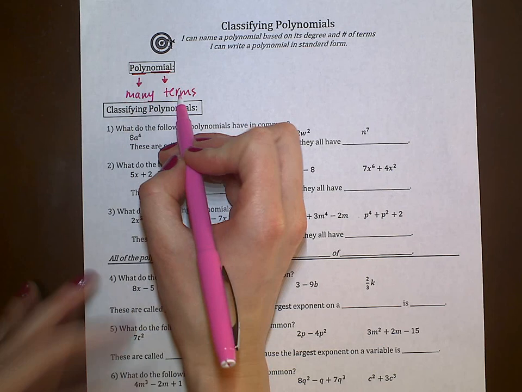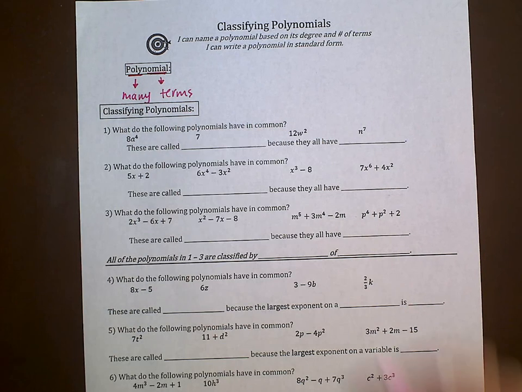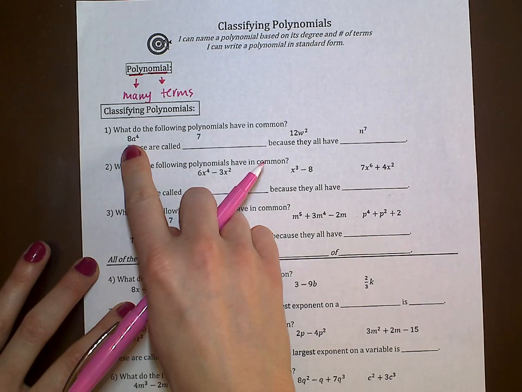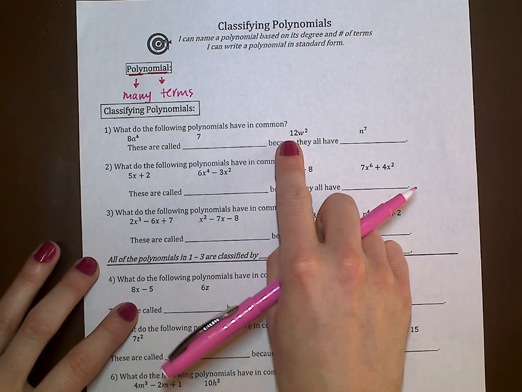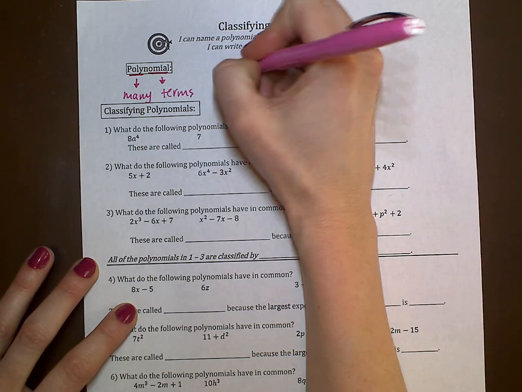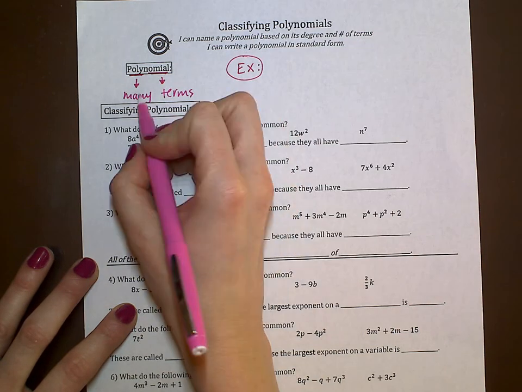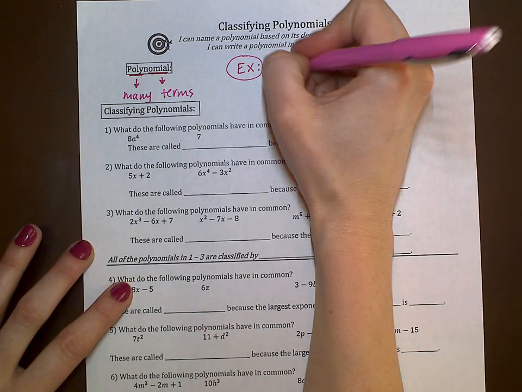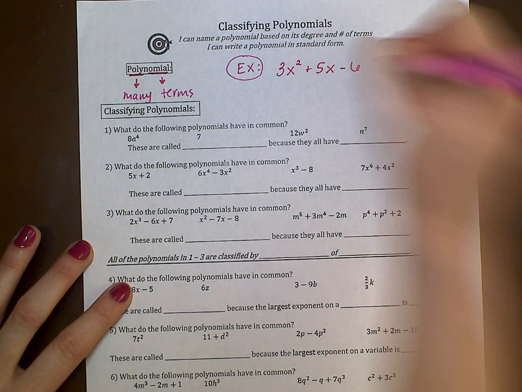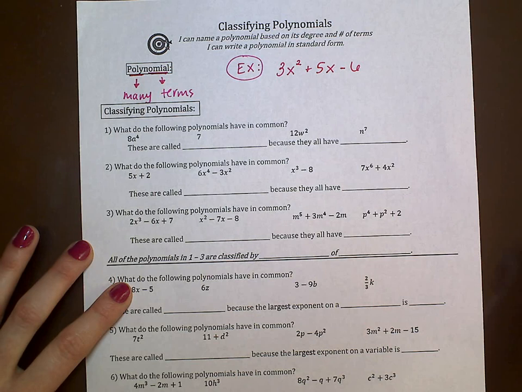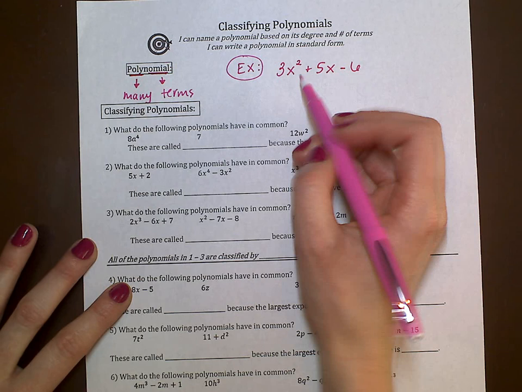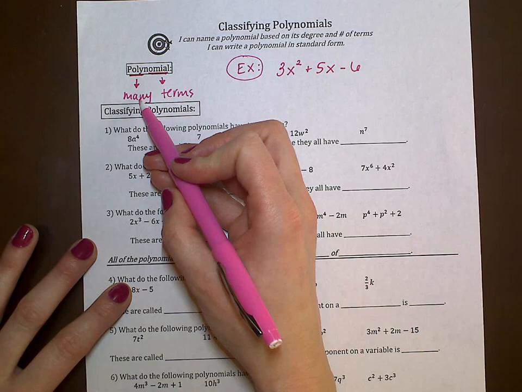Well, you guys hopefully know what a term is, and all of these things on this page here are examples of terms, like 8a to the 4th, 7, 12w squared, n to the 7th. Those are all terms. So let me give you an example of something that has many terms, or a polynomial. So maybe something like 3x squared plus 5x minus 6. Now maybe you're asking, is this all one term, or what is this? This is actually 3 different terms, so this would definitely be a polynomial, many terms.